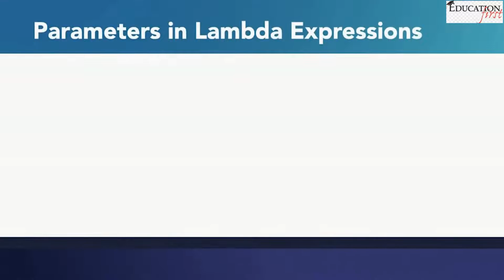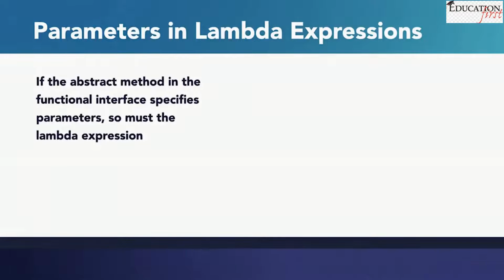Let's talk a bit more about the parameters of the lambda expression. Clearly, the parameters match the ones of the abstract method in the functional interface that we are implementing. So let's see some examples for 0 or 1 parameters.